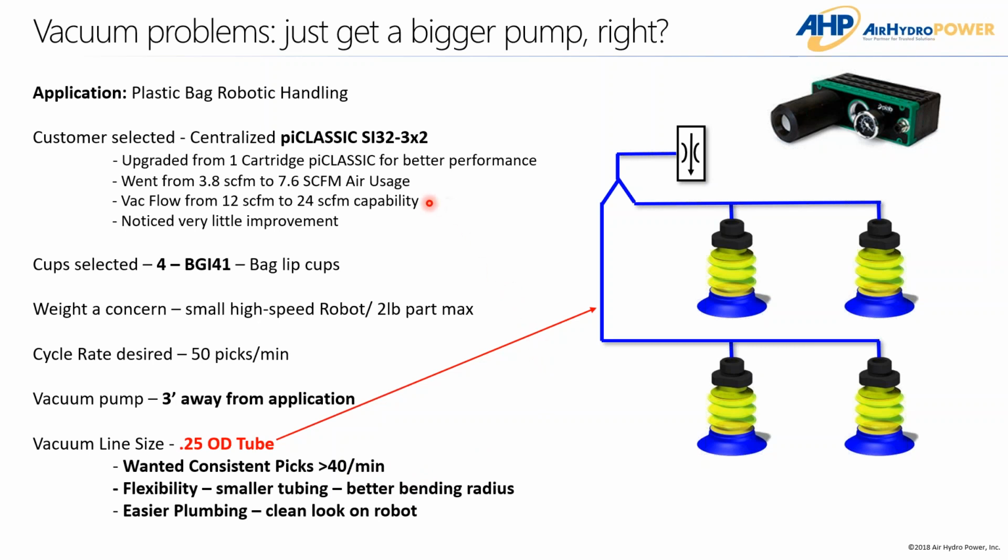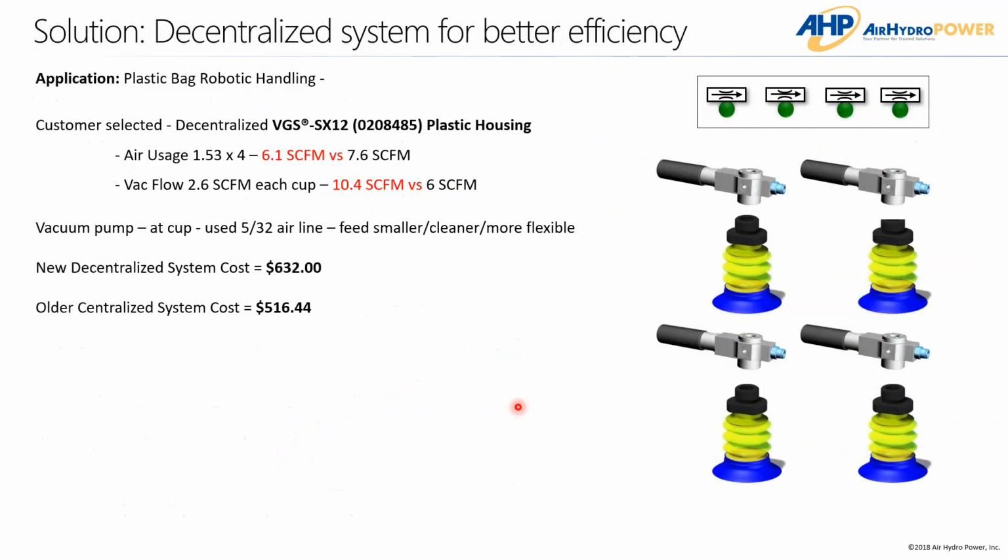So they thought, well, we'll just throw another cartridge in there, get twice the flow, and that should be good. We should be able to take care of it. Well, they didn't see that much improvement. So they reevaluated. As you can see, a little bit larger tubing than we'll see in the next screen, and they decided, hey, let's try going for a decentralized system. They switched out the single pump and went to individual pumps for each cup.